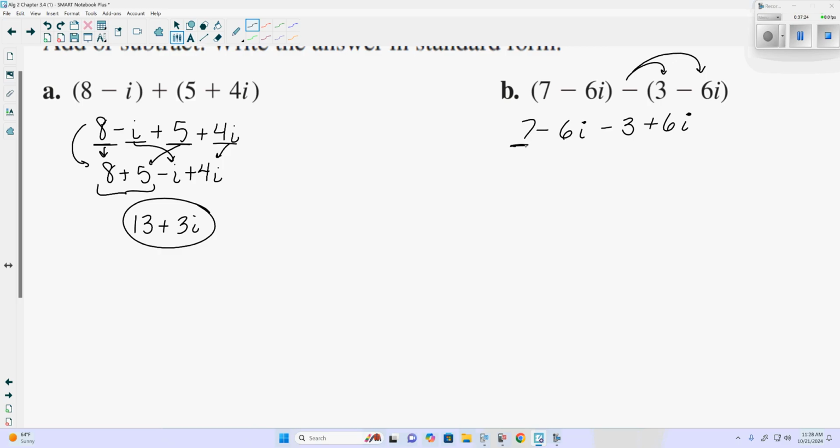All right, guys. Now our first set of like terms, 7 minus 3 is 4. Negative 6i plus 6i is zero, so our answer is 4. Questions on this here? We ready for the next one?